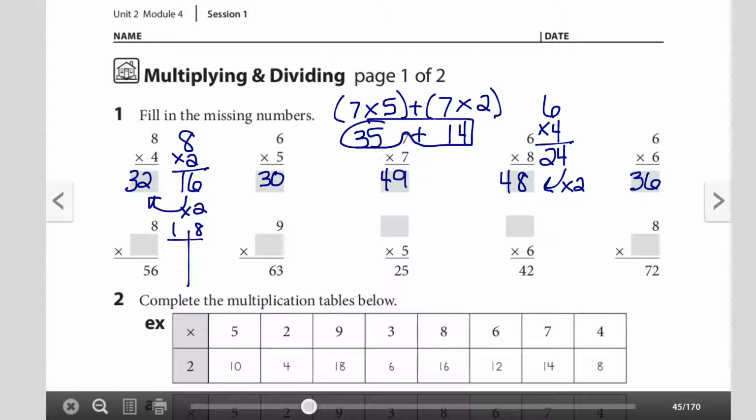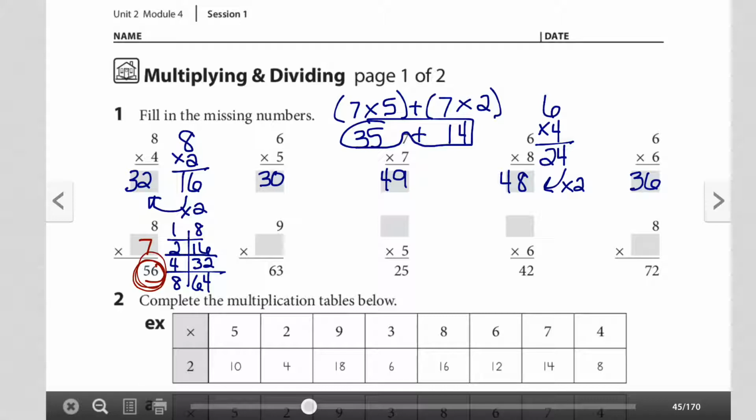one group of 8 is 8. I double it, 2 groups of 8 is going to be 16. Double it again, 4 groups, so 16 plus 16, draw a little line right there, would be 32. If I double it again, I get 64. I know that that's too high because my total answer that I'm looking for is 56. So I'm going to notice that if 8 is too high, it's just 1 eight too high, and my answer would actually be 7.